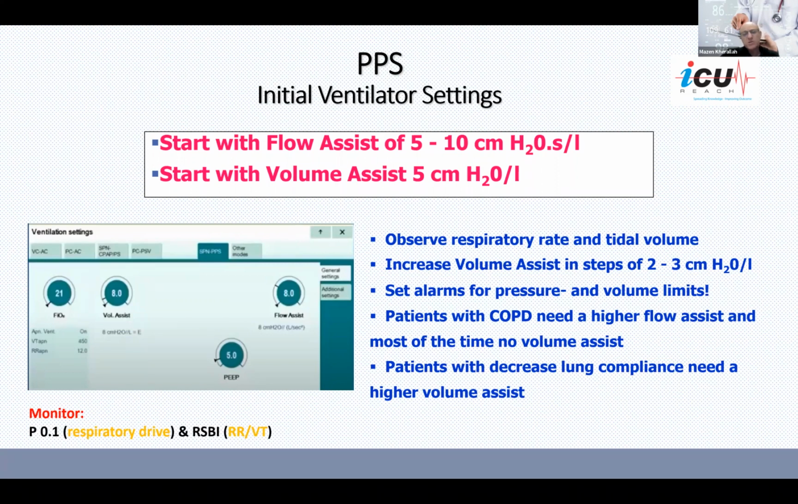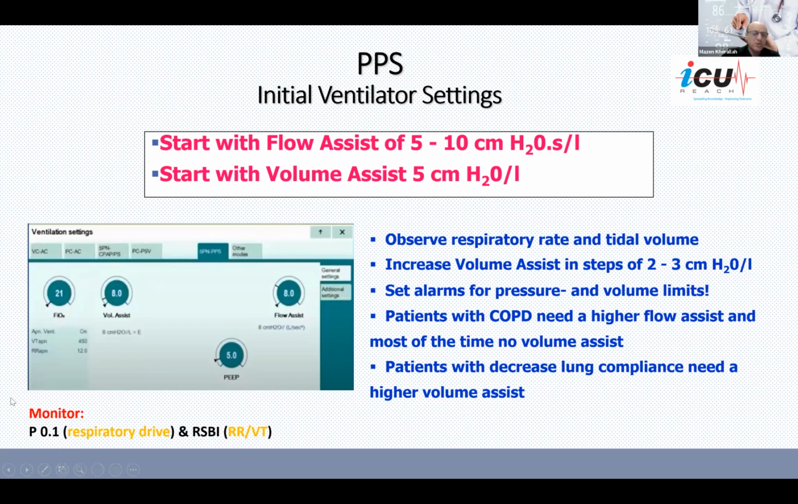In general, patients with COPD would need higher flow assist, and most of the time those patients would need either no or very low volume assist. On the other side, patients with decreased lung compliance would need higher volume assist and minimal flow assist.